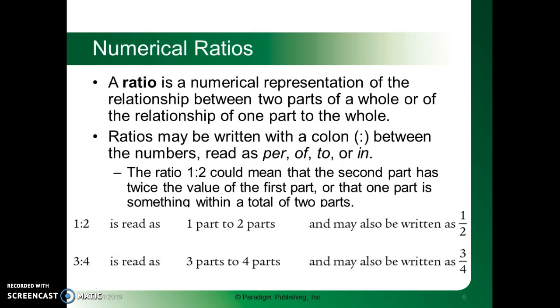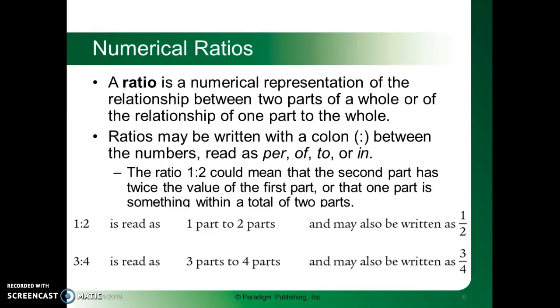So numerical ratios. So what is a ratio? A ratio is a numerical representation of the relationship between two parts of a whole or of the relationship of one part to the whole. So you can think of this as what we reviewed in chapter 1 of fraction. Okay, so it's one of 8 pieces. But a ratio, you use a colon instead of a line between the two numbers.